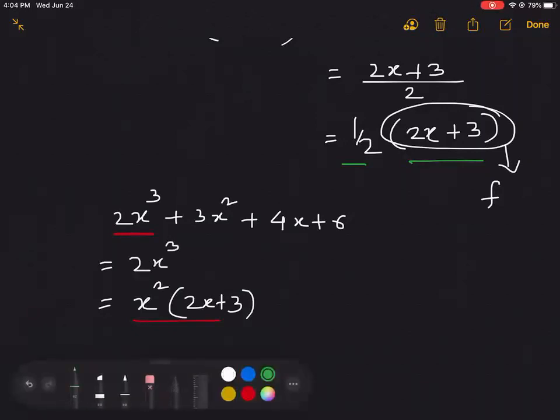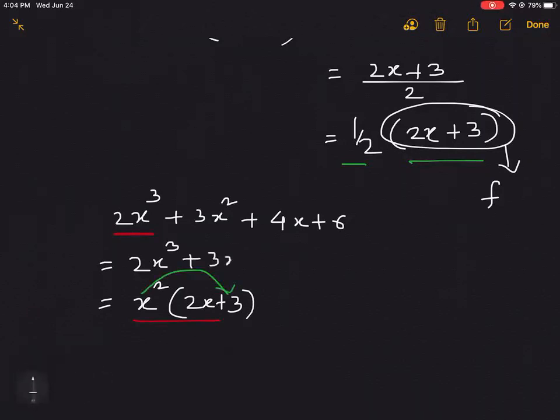And if I multiply this by 3, I'll have a 3x squared, which is this one. That's very good.